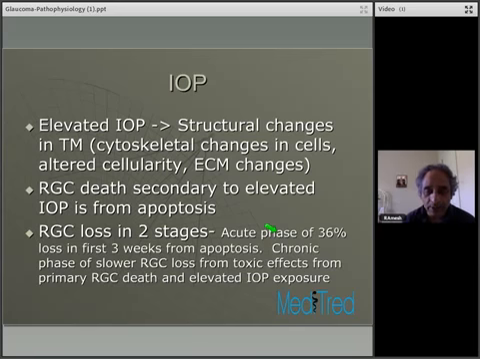So if the IOP elevation persists, in its presence, along with the primary apoptotic cell death, the excitotoxic chemicals that are released secondary to the RGC cell death will lead to the second stage or the chronic phase of slower RGC cell loss.